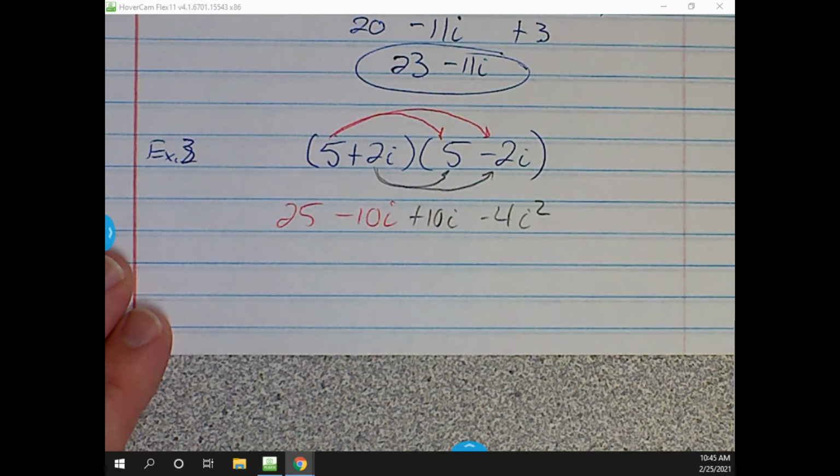Question? Is there ever a time where they have I squared in the FOIL part?